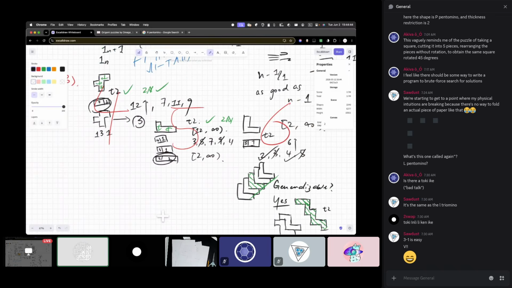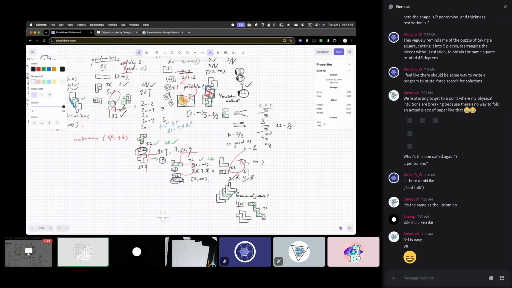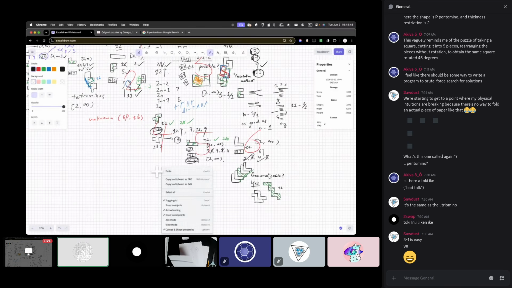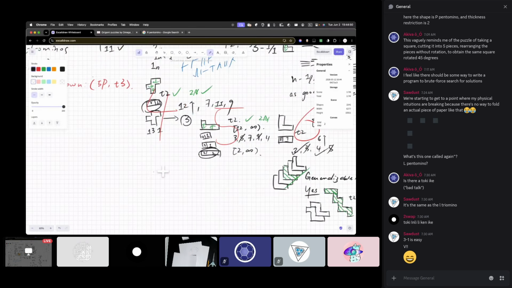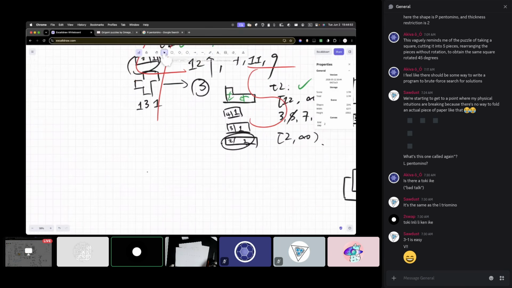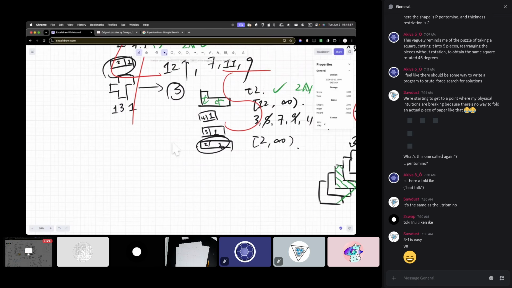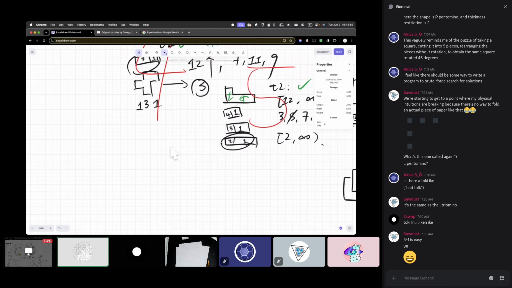Okay. Any recommendations for what next? Well, since we're already talking about things that go down and to the right, let's just do the W, I guess. Okay, let's get the W. I'm loving this.